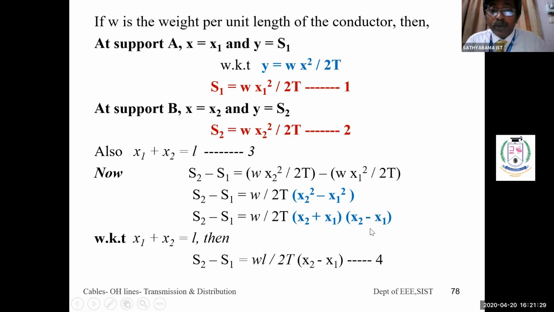Now, what are we going to do? Already we know X2 plus X1. What is X2 plus X1? It is L. See equation number 3. So just substitute. Your final answer is S2 minus S1 is equal to WL divided by 2T, X2 minus X1. Let it be equation number 4.